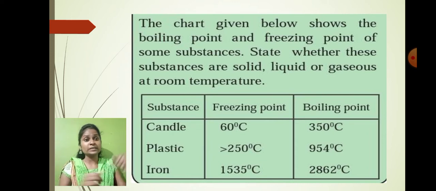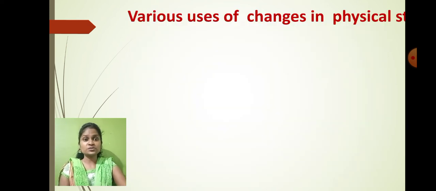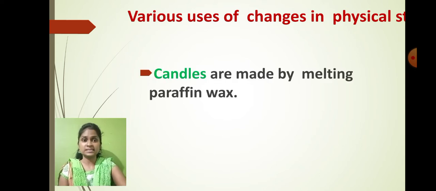So depending upon the boiling point and the freezing point, we can decide whether the given substance is solid, liquid or gaseous. Am I clear, students? So students, as you can see over here, various things are used in day-to-day life, and they change their physical state depending upon the substance which we are using. For example, students, candles are made by melting paraffin wax. You all know paraffin wax. So the candles which we use in day-to-day life are made of paraffin wax.